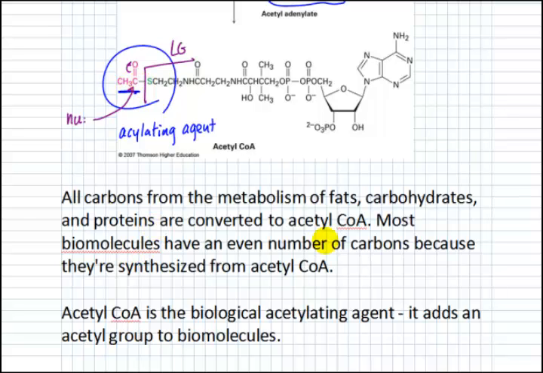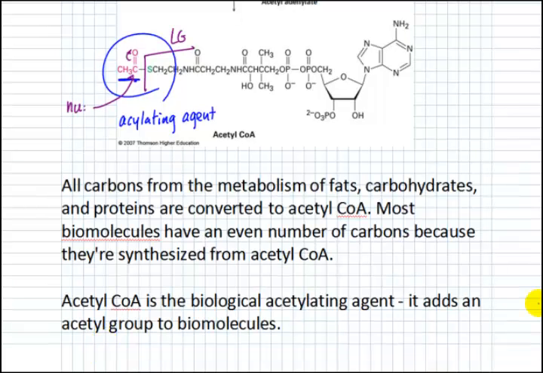and that's why most biomolecules have an even number of carbons, right? All fatty acids come in even numbers, right? 12, 14, 16, 18 carbons. That's because they're made 2 carbons at a time by acylation with acetyl-CoA. So it is the biological acetylating agent. It adds an acetyl group to any number of biomolecules. So if you go on to biochemistry, keep this chapter in mind quite a bit as you're looking at the reactions of those important biomolecules.